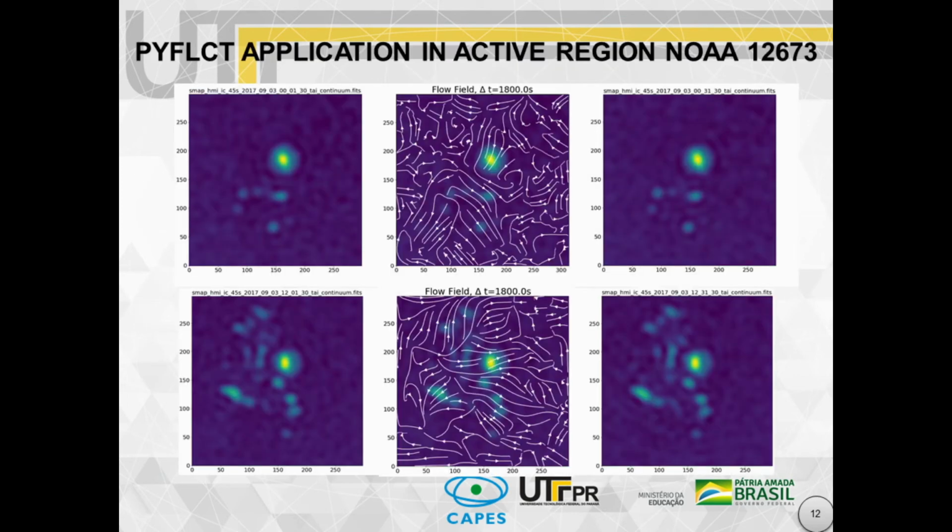Now in these images, we can see the method applied at two different times in the evolution of the active region. Unlike the imposed field we used, the real field is dynamic and changes over time.